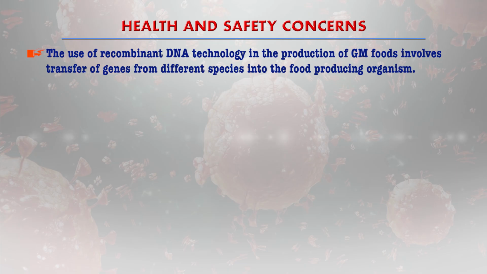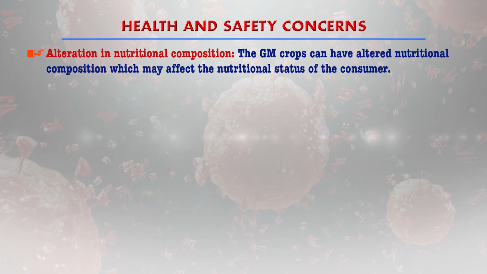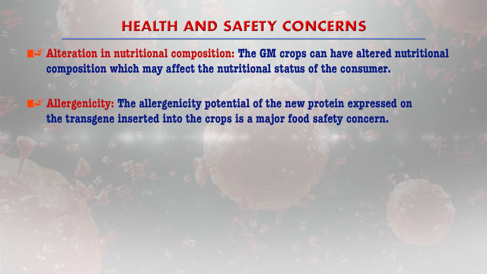Now the use of recombinant DNA technology in the production of GM food involves the transfer of genes from different species into the food producing organism. So the safety of this is not clearly known and it may have the potential to even induce certain toxic effects in the human body. Now what are these toxic effects? They can be alteration in the nutritional composition. The genetically modified crops themselves can have an altered nutritional composition which may affect the nutritional status of the consumer. Then the allergenicity potential of the new protein expressed by the transgene which is inserted into the crops is a major food safety concern.